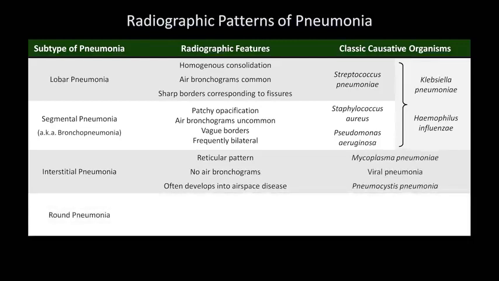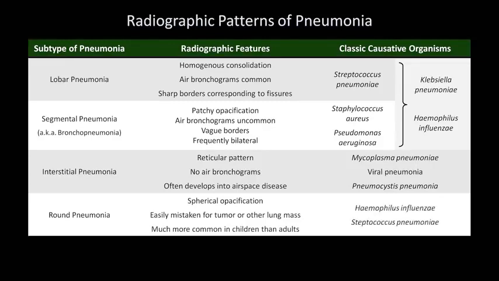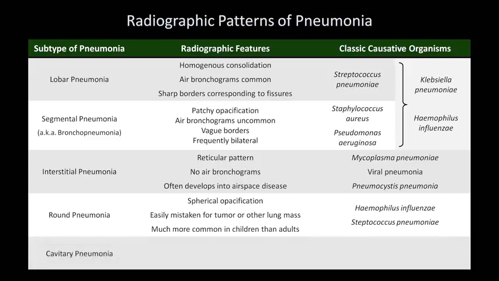Round pneumonia has an interesting spherical shape, which is easily mistaken for a tumor or other lung mass. It is much more common in children than adults and is caused by H. flu and Streptococcus. Finally, cavitary pneumonia, which I'll come back to later in the video, may or may not have air fluid levels and is classically seen in TB and Staph aureus.